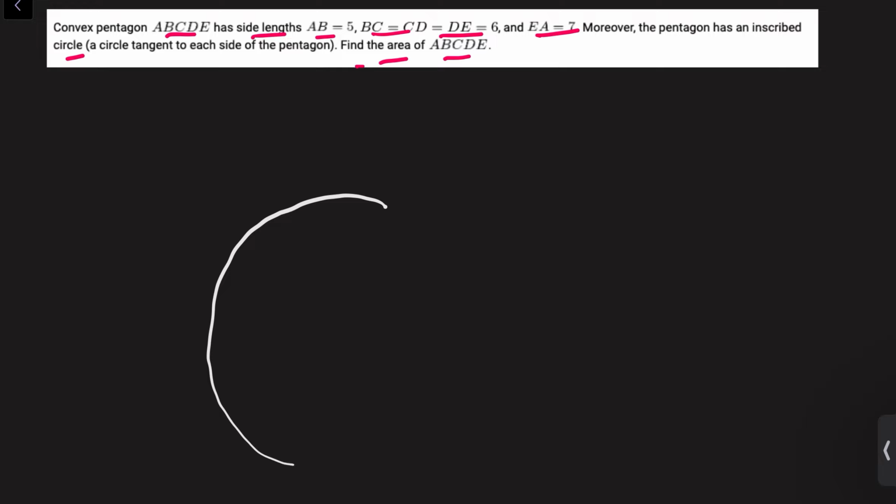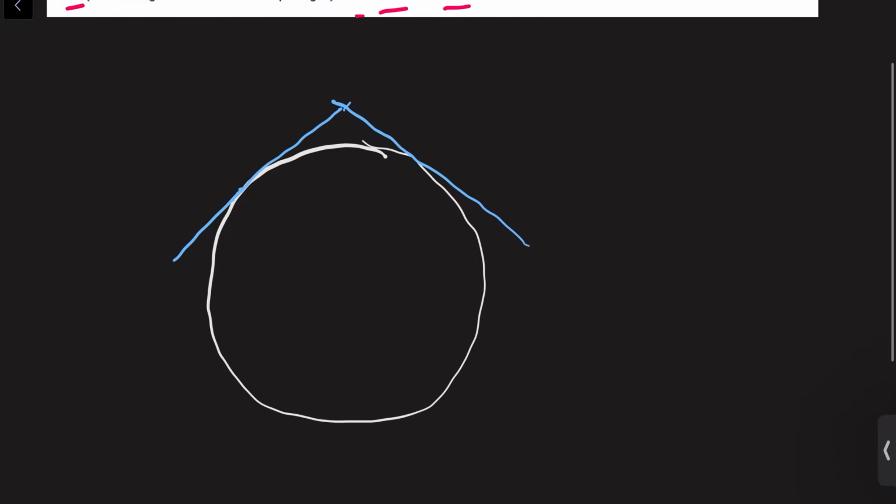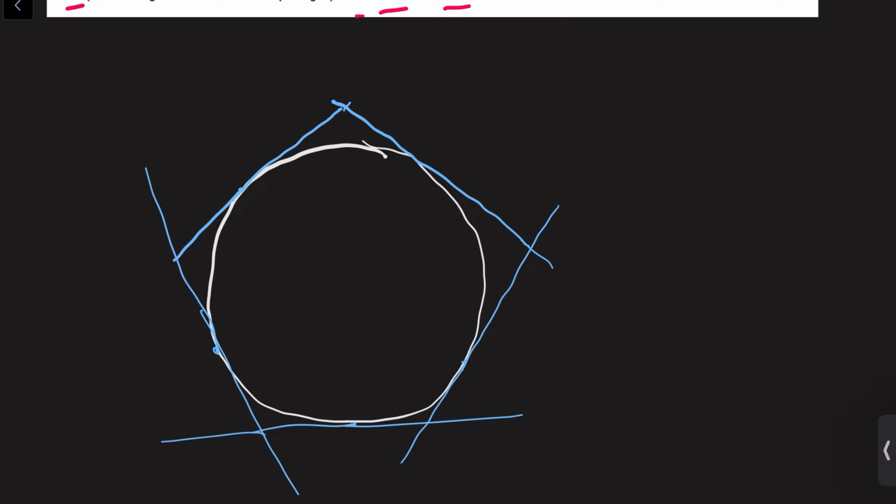pentagon ABCDE. So if I consider a circle and if I draw a pentagon, so let's say these are points of tangency, and so we have a pentagon something like this. So the third point I take here, and the fourth point somewhere here, and the fifth point somewhere here. So I'm having a pentagon something like this. So let's say this is A, B, C, D and E.